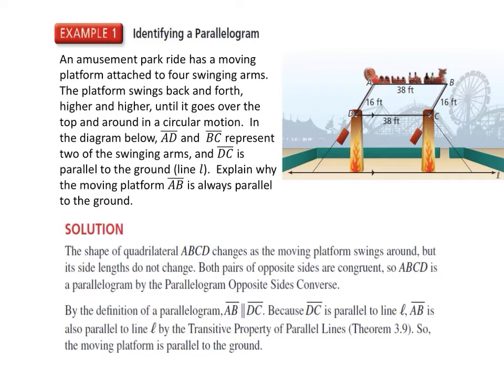So by the definition of a parallelogram, we can say that segment AB is parallel to segment DC, and because segment DC is parallel to line L, by the transitive property, we can say that segment AB is also parallel to line L. So the moving platform is parallel to the ground.